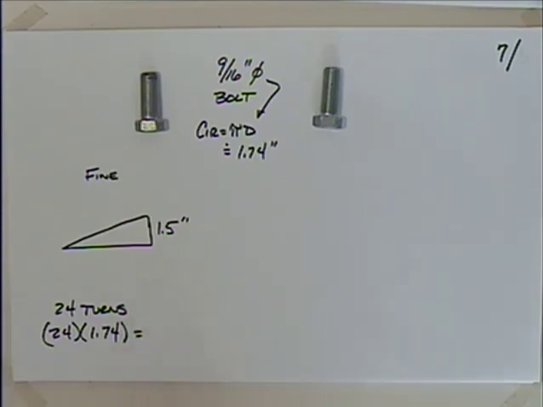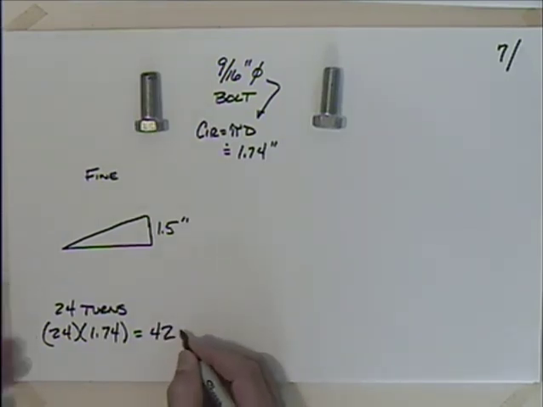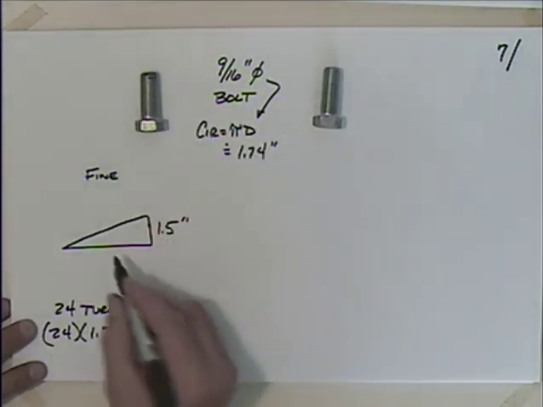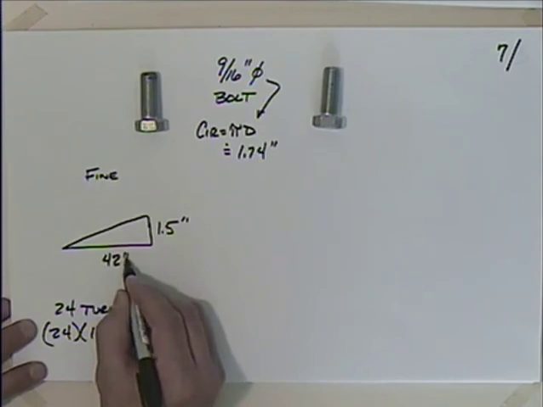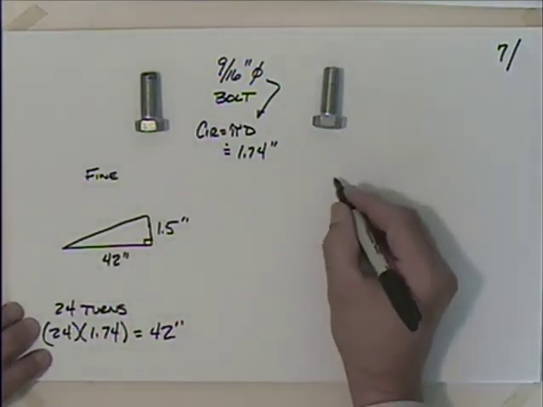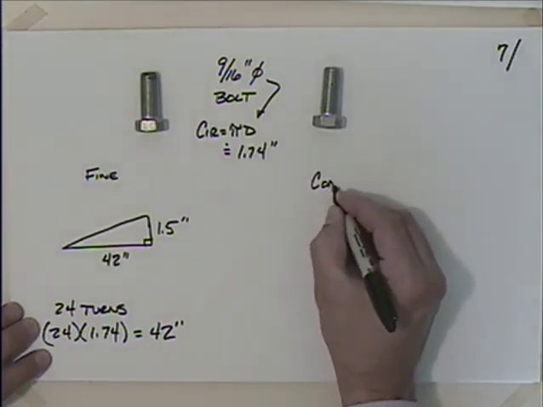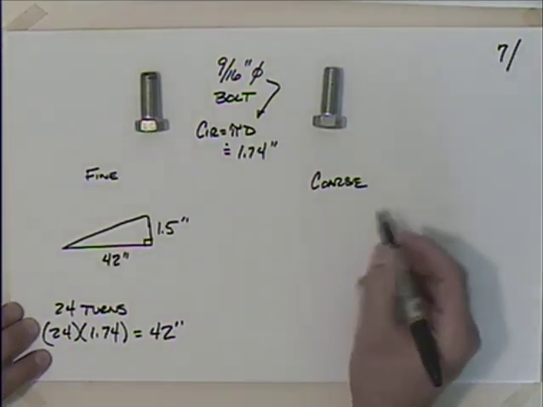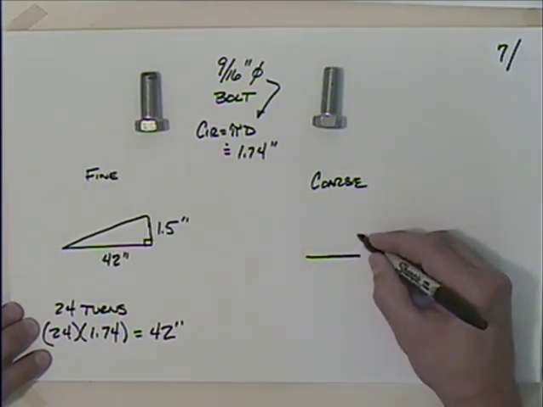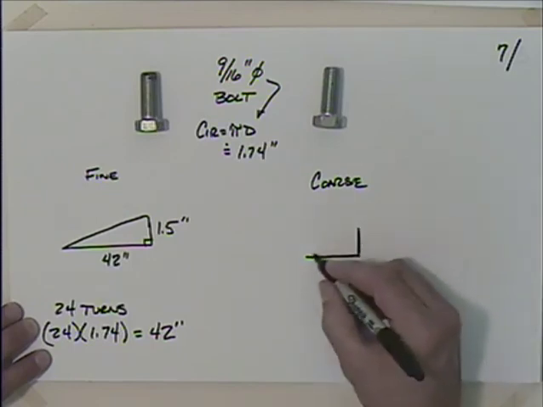So that turns out to be 41.76. Let's just call that 42 inches. So essentially around this bolt here, I have a ramp that is 42 inches long and has a rise of 1.5 inches. Well, if I look at the coarse, I have 17 turns. So my ramp's going to look a lot shorter, a lot steeper.